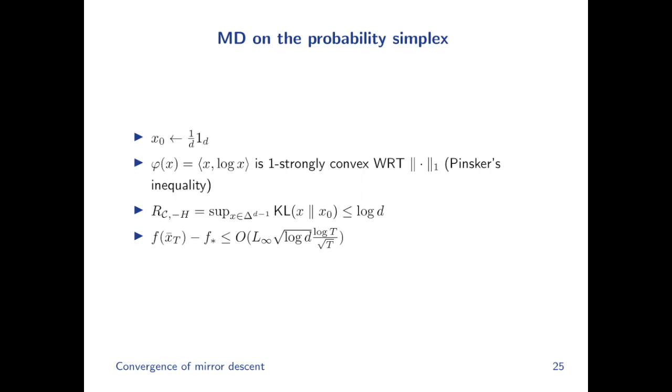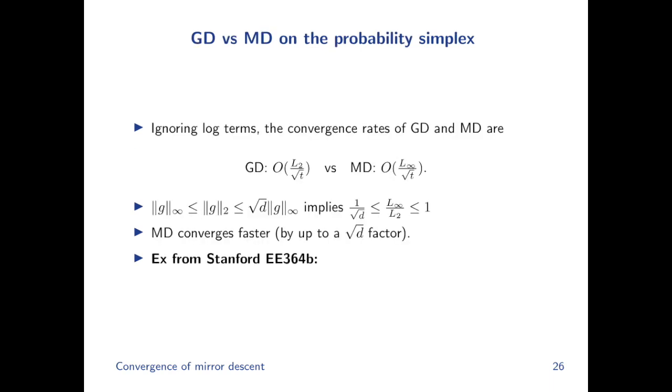It's again a log t over root t rate. Okay, so it doesn't look like we gain anything. Well, the devil here is in the constants. You recall, for the gradient descent convergence result, the constant in front was the Lipschitz constant of the cost function. And the Lipschitz constant in this case was taken with respect to the Euclidean norm, right?